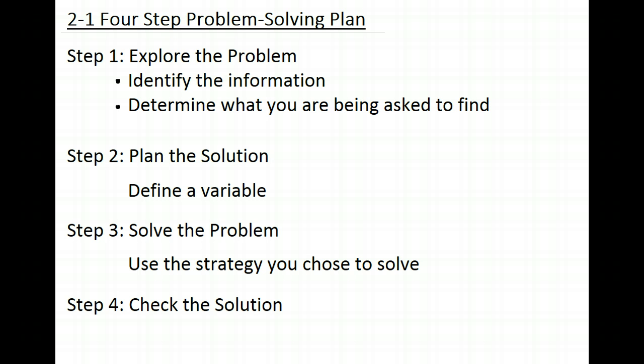One strategy that you can use to solve a problem is to write an equation. Choosing a variable to represent one of the unspecified numbers in the problem is called defining the variable. Once we've defined the variable, we then write an expression for the other unspecified numbers. Then step 3. We use the strategy that we chose in step 2 to solve the problem. And then once we've solved, we need to check our solution.